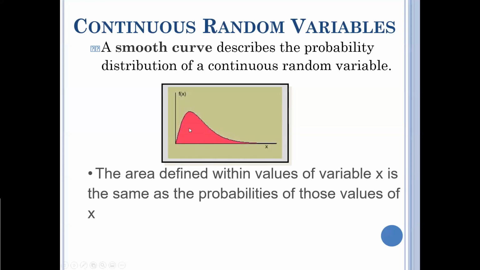So if you want to know the probability of being greater than a value, then you draw a little vertical line and it's the area above it. If you want to know the probability of being below that value, then it's the area to the left. If you want to know the probability of being in between two things, then you have 2 lines, right? And you're finding the area in between those.